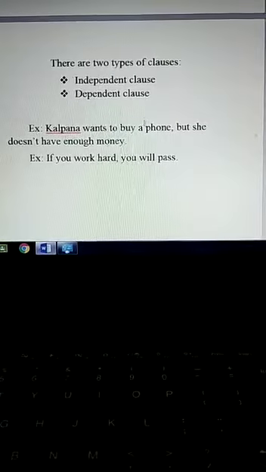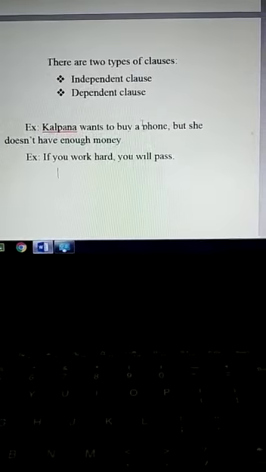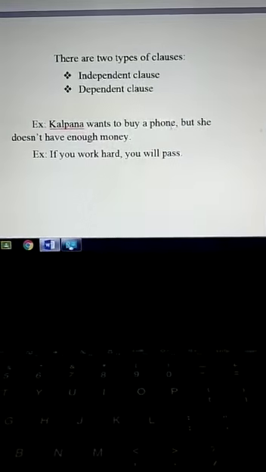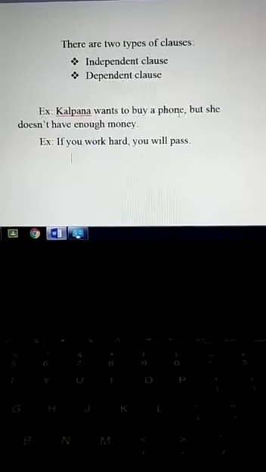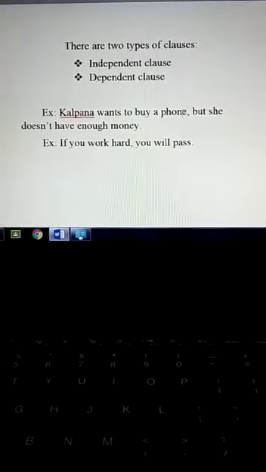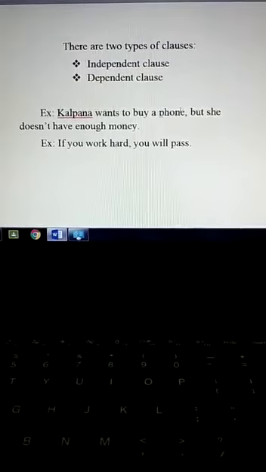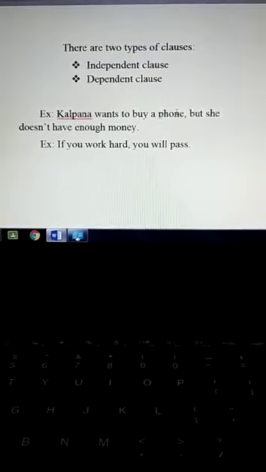Kalpana wants to buy a phone. Even if it stands alone, it gives meaning. Second sentence, she doesn't have enough money. This also gives meaning. So both clauses are independent clauses in the sentence.